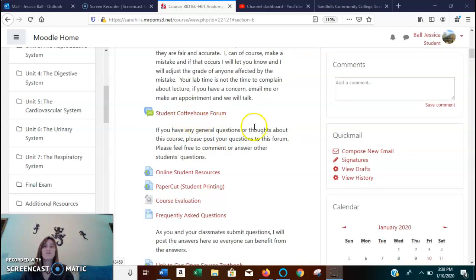I have a coffee house forum for you all. This is just a place for you as students to talk to each other since you're not in class together. But if I need to, I will check it if there's a question that can't be answered, and you all just need to let me know. But I ask you to respect each other when you're on here.